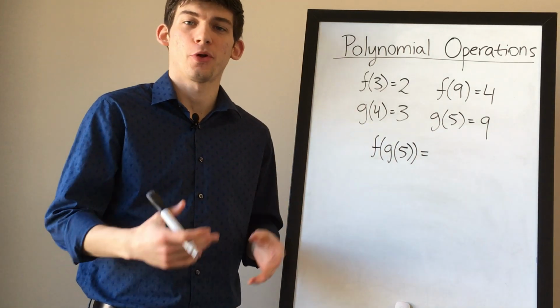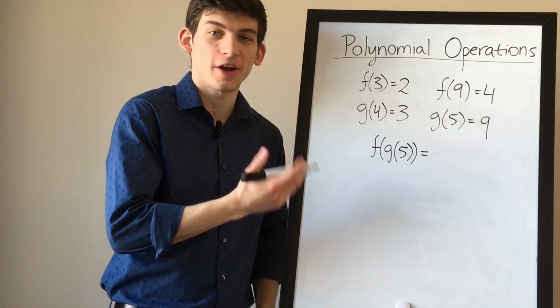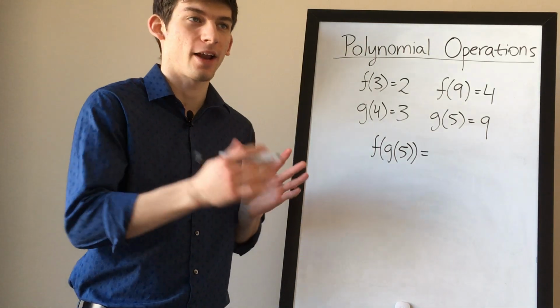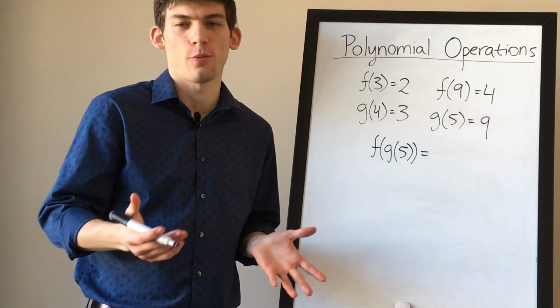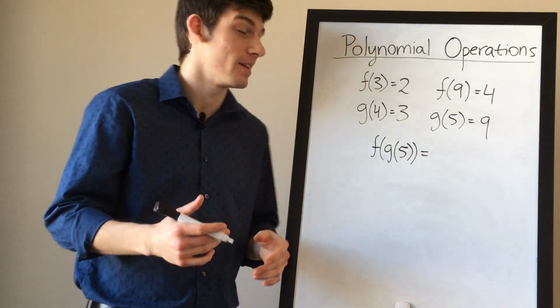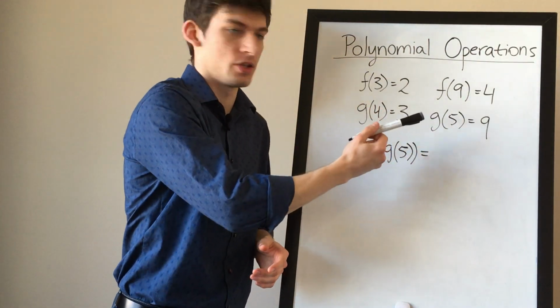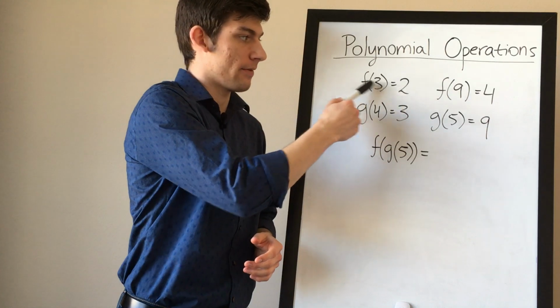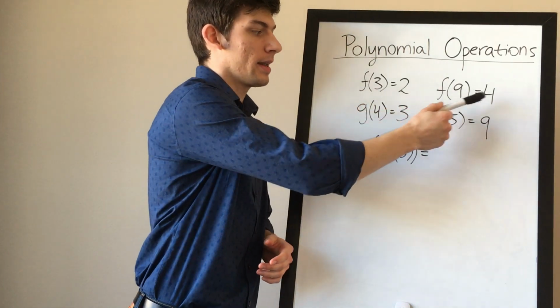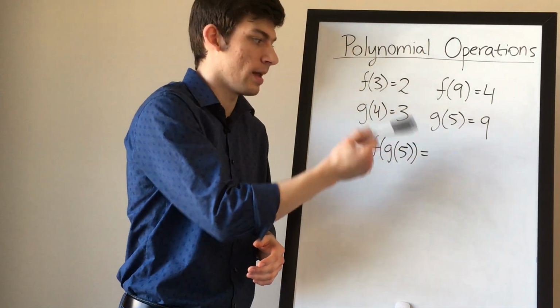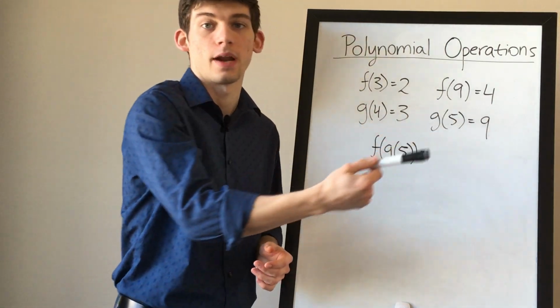So in this last polynomial operation example, we're actually not given any of the functions, which, again, once you figure out how to do this, makes your job way easier because you don't actually have to compute the functions. So we're given all of these just input and output values, right? We're told that if you input 3 into f of x, you get 2. Put in 9, you get 4. Into g of x, if you input 4, you get 3, and 5, you get out 9, right?